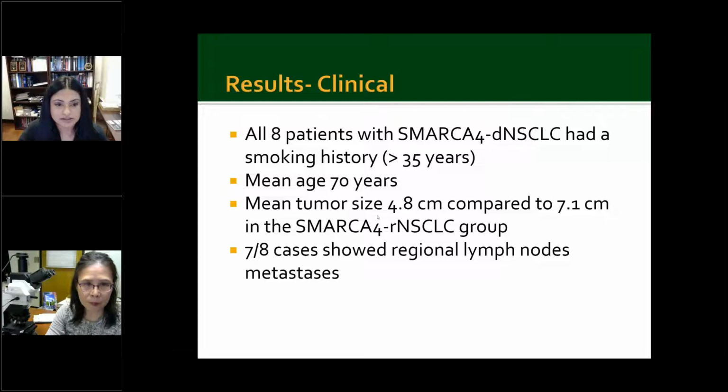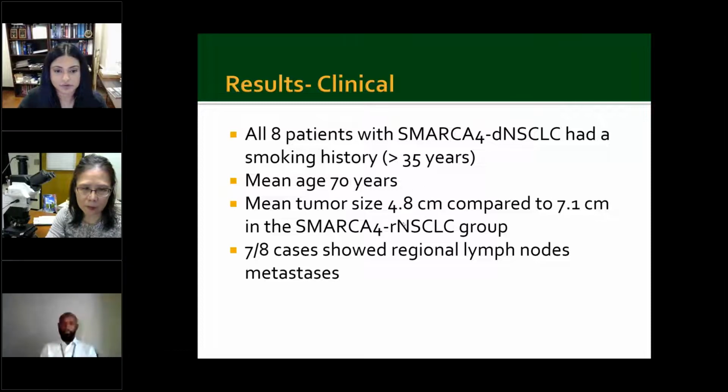The mean tumor size, I thought this was an interesting finding. There was a difference between the SMARCA4 BRG1 deficient group and the SMARCA4 BRG1 retained group, in that the SMARCA4 deficient group had an average tumor size of 4.8 centimeters, and these were all lung masses, compared to 7.1 in the retained group. So that was an interesting difference. And 7 out of 8 cases in the SMARCA4 deficient category showed regional lymph node metastasis, which is expected in this more aggressive tumor type.